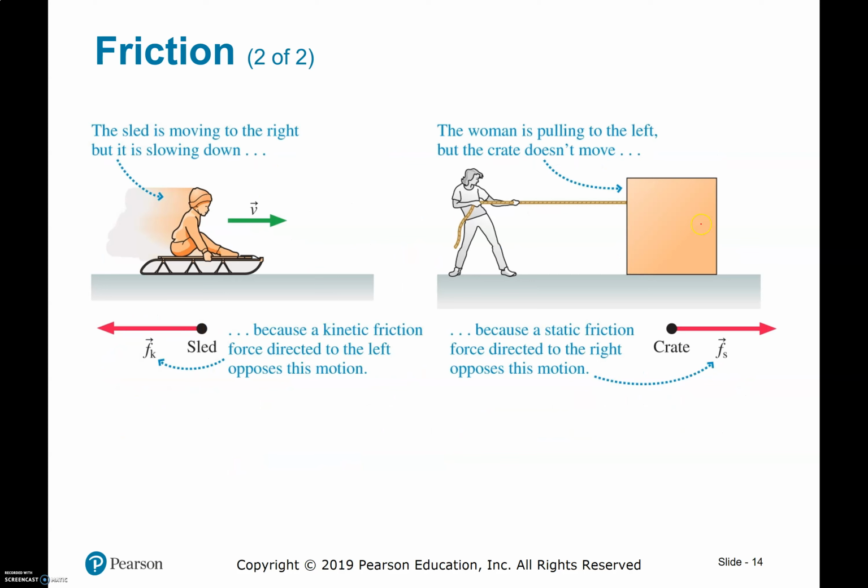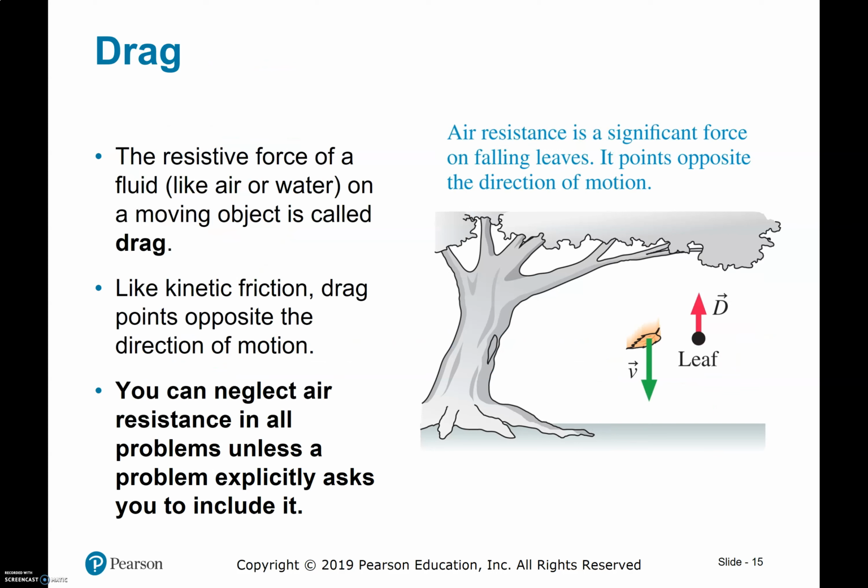For instance, if this object is at rest, then she has to apply a force to get it to move, right? So that initial force that she has to apply overcomes the static friction, and we denote that by Fs. Now this boy here, he's moving with a velocity v, right? So there is a friction between the ice and the sled. It's a small force, and we denote that by Fk. That's kinetic friction.